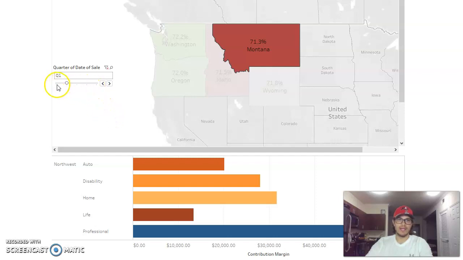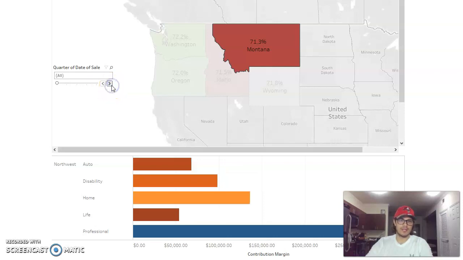We also have a slider here that will take us through the quarters to see if there were any trends. Since we're trying to identify the lower performers, we're looking at life here, since life is our lowest performing product. And we see that there's a dip between the second and third quarter, and then an increase from the third to the fourth. So the interactive dashboard was very helpful in identifying where the trend was with respect to contribution margin and quarter in Montana.